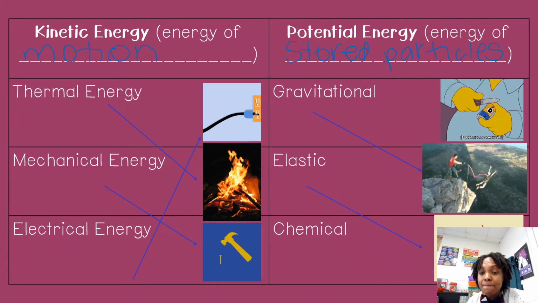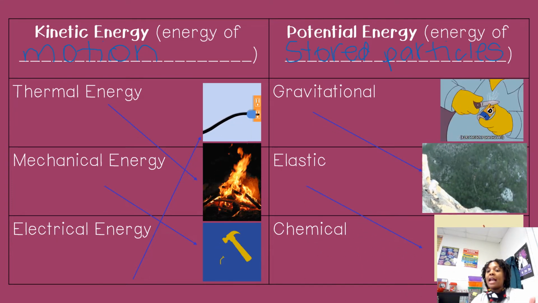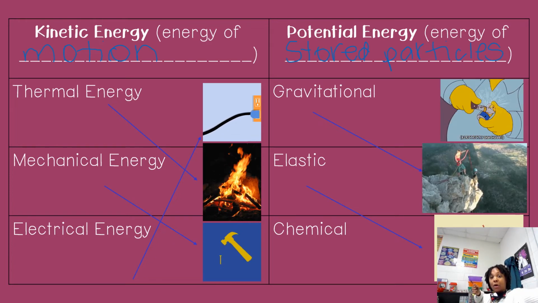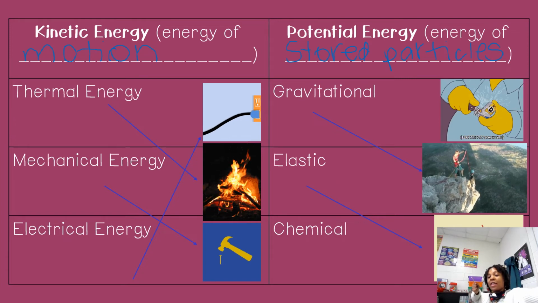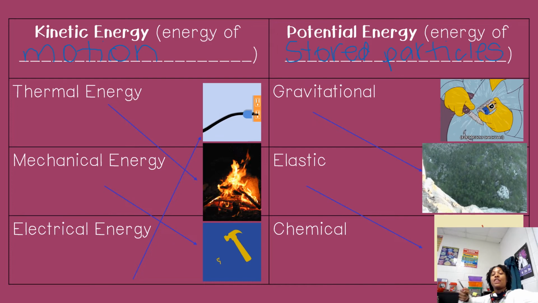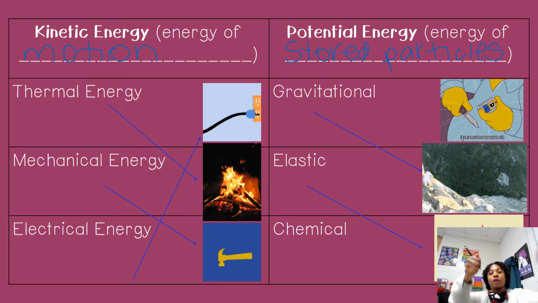Elastic potential energy, we see that in the bow and arrow. When you pull the bow back, and when you store it, all that potential energy is stored in that elasticity when you pull it all the way back. And the further you pull back, the farther it will go.